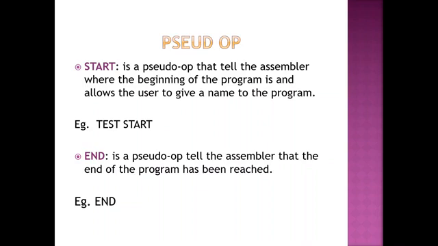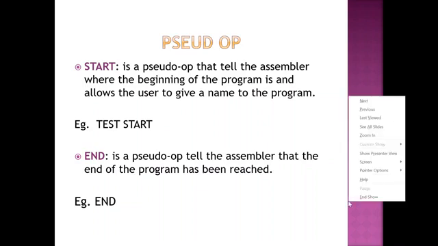First pseudo-op is called start. Start is going to indicate that the program is going to begin. The start of the program is indicated to the assembler using this particular keyword called start. It is a pseudo op, right? It tells the assembler where the beginning of the program is and allows the user to give a name. The second use of this start instruction is that you can also name a program. So if you want to give a name to the program, that can be done with this start.